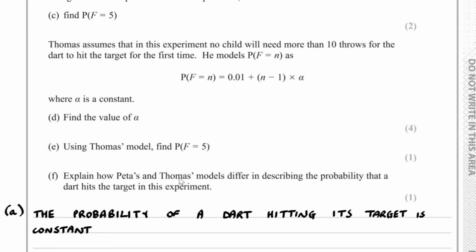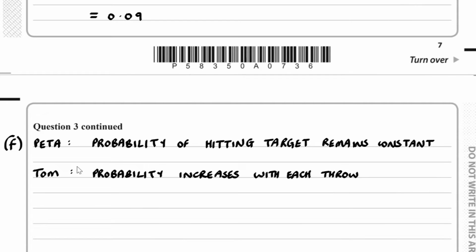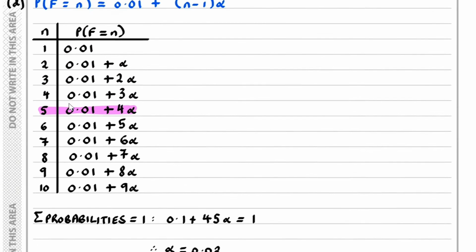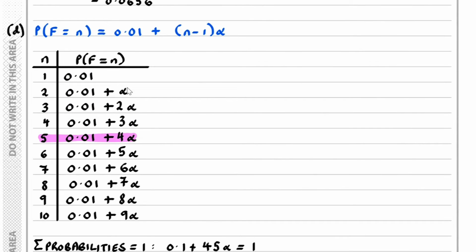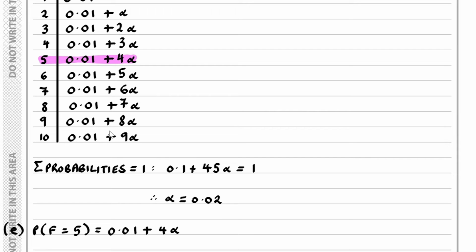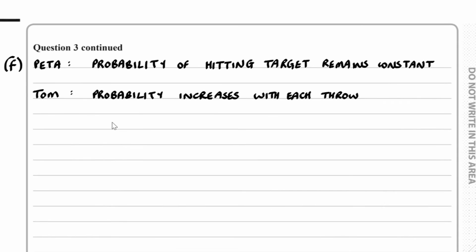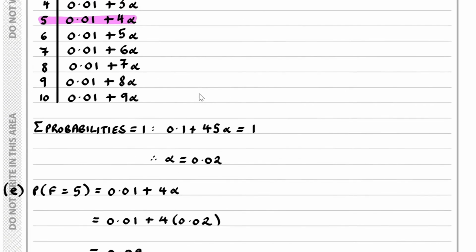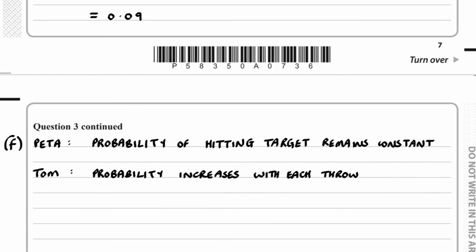Then, for part F, we have to explain how Peter's and Thomas's models differ in describing the probability that a dart hits the target in this experiment. Well, if I take a look at Peter, the probability of hitting the target remains constant, and that's with the binomial. Whereas if I look at what's happening with Tom, you can see the probability increases with each throw. So that's how they differ.